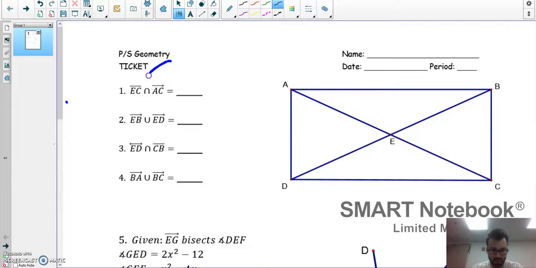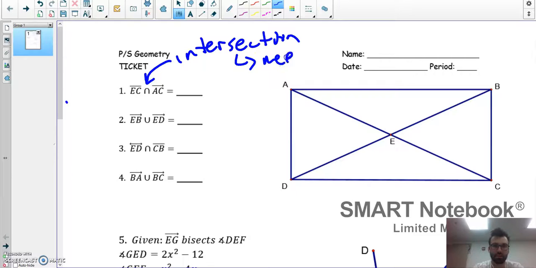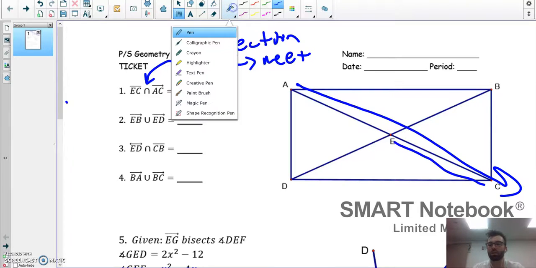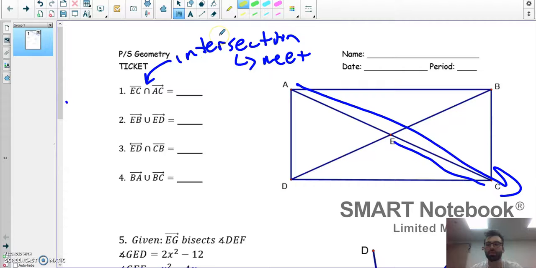Remember this, the upside down U means intersection. Intersection, remember, is where they meet. So I have EC, which is a segment, and intersect AC. Remember, intersection can not only be where they meet, but also where they overlap. If you look at this, they both share this point in common. Both objects share this point E, and both objects share C in common. So I know that it has to be some combination of E and C.